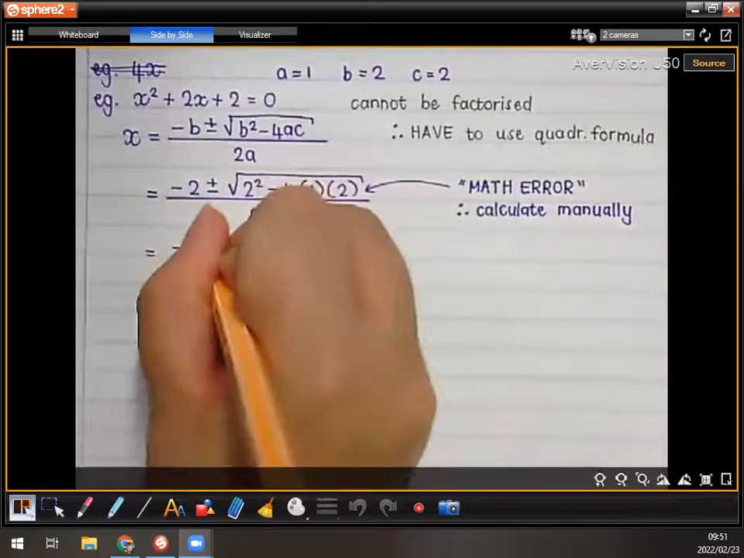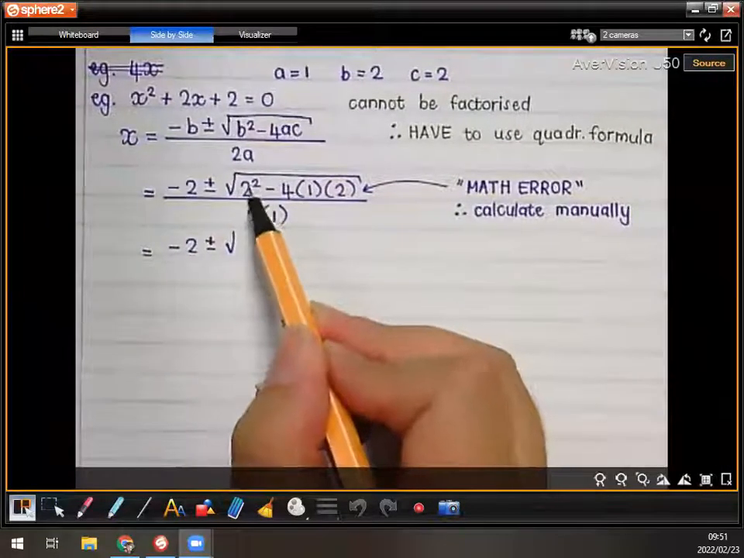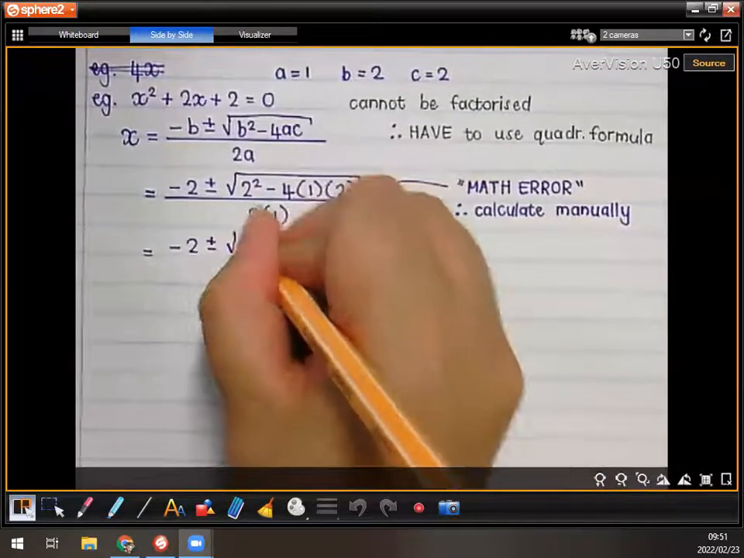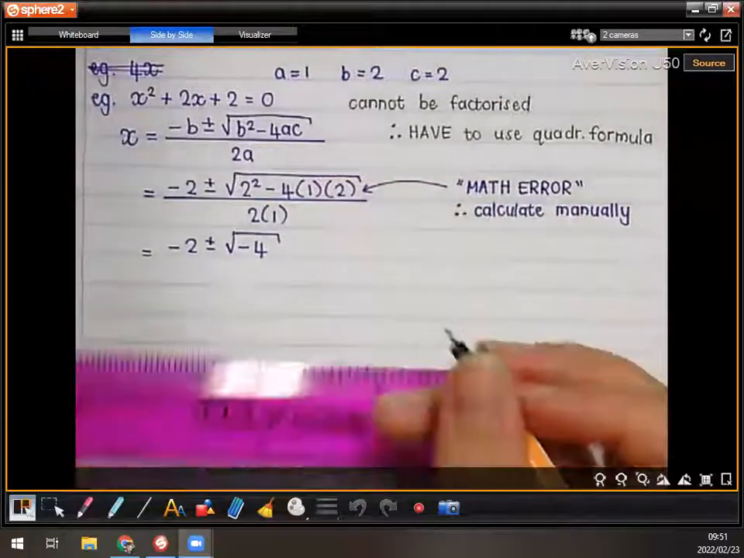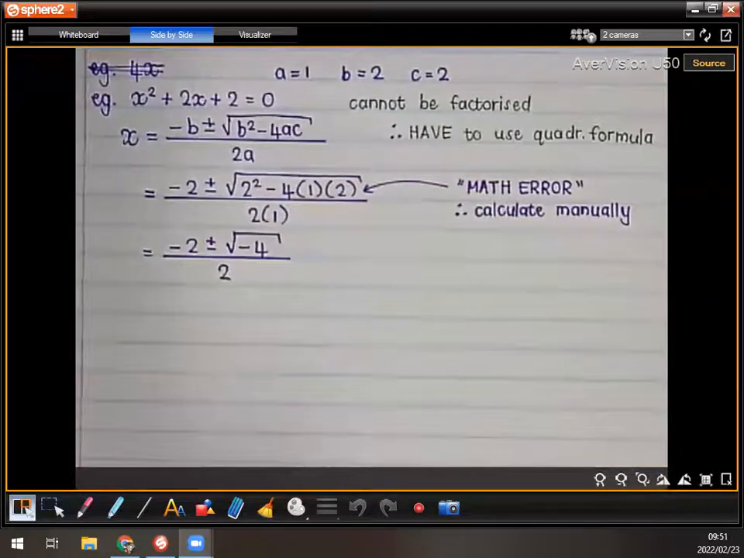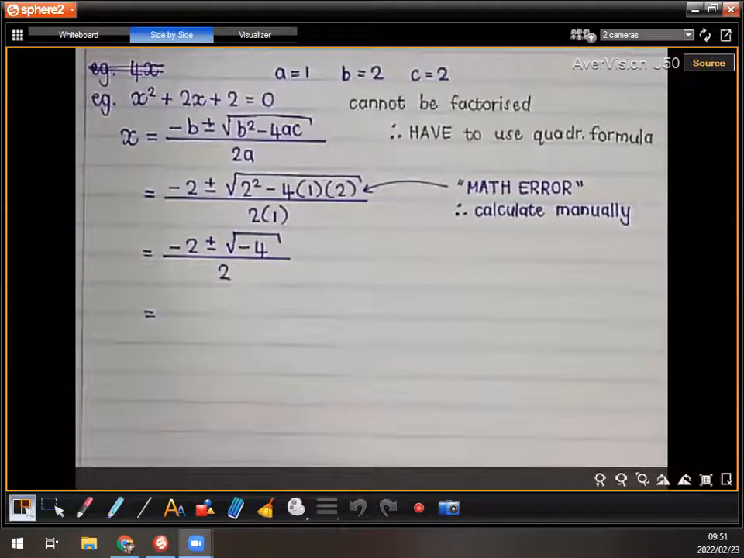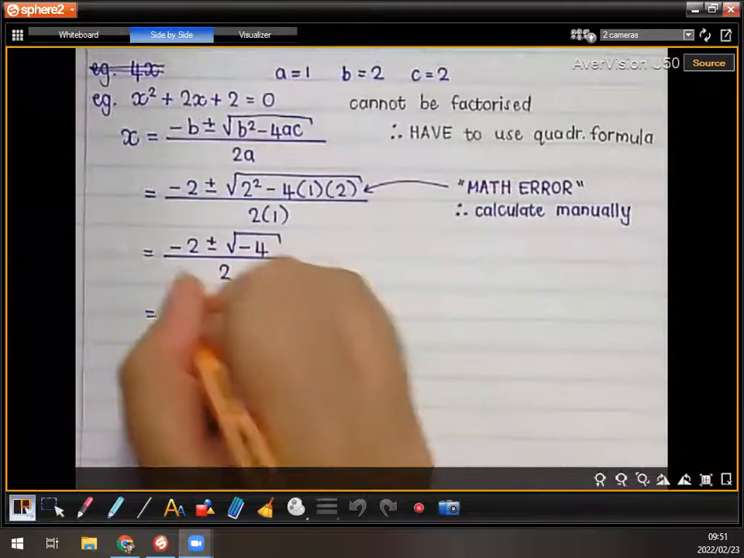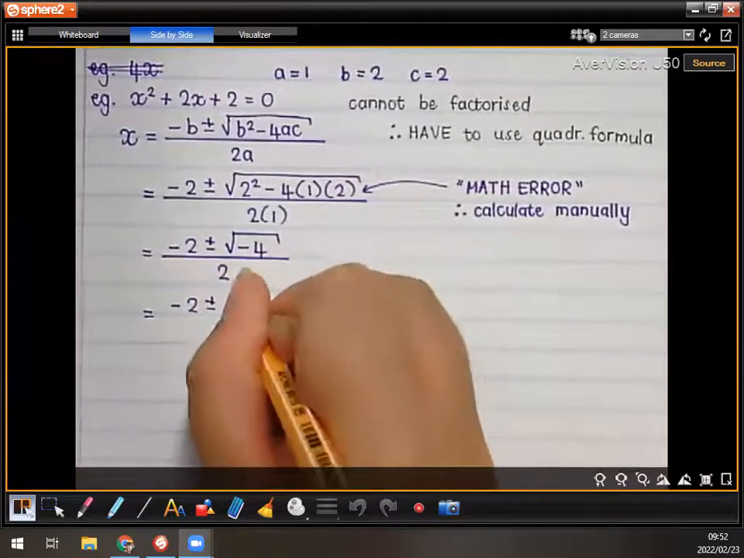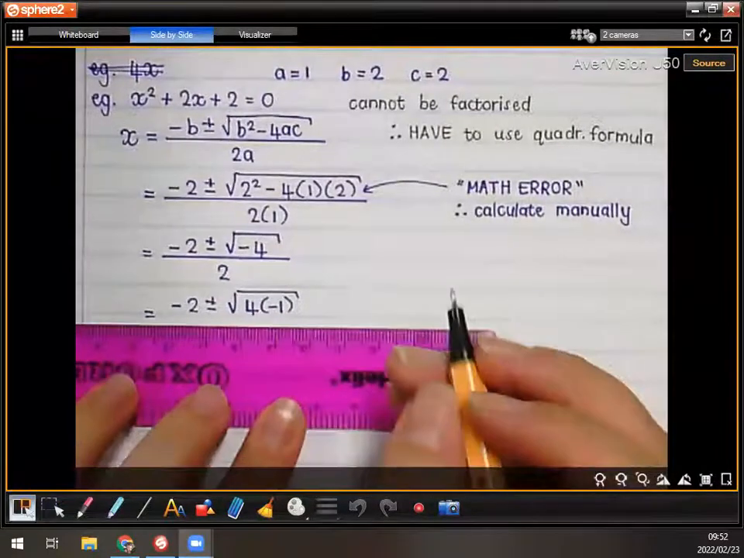Minus 2 plus or minus the square root of, we all find that that's a negative 4. It's 2 squared, which is 4, minus 8, which is negative 4, over 2. Now guys, on the previous page, we practiced how to change that square root of negative 4. What am I going to do? I'm going to split it up into 4 times negative 1. It's going to be negative 2 plus or minus the square root of 4 times negative 1, all over 2 again.